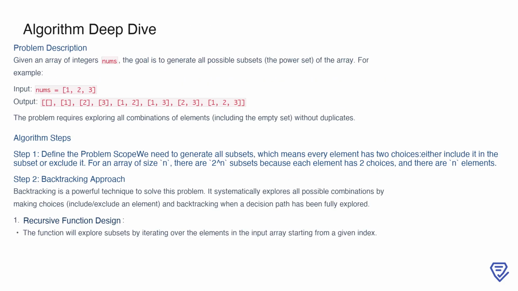The problem at hand is to generate all possible subsets, also known as the power set, from a given array of integers. For instance, if the input array is [1, 2, 3], the output should include all combinations of elements, such as the empty subset, single-element subsets like [1], [2], [3], and multi-element subsets like [1, 2], [1, 3], [2, 3], and [1, 2, 3]. To achieve this, we must explore all possible combinations of elements without introducing duplicates.